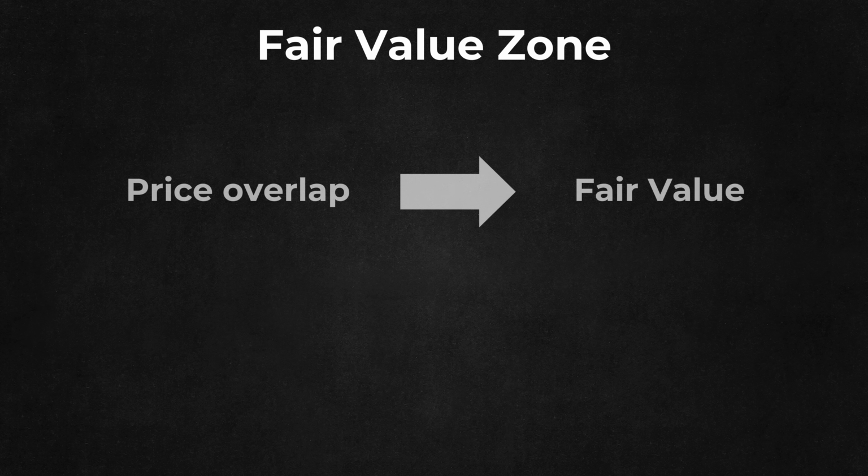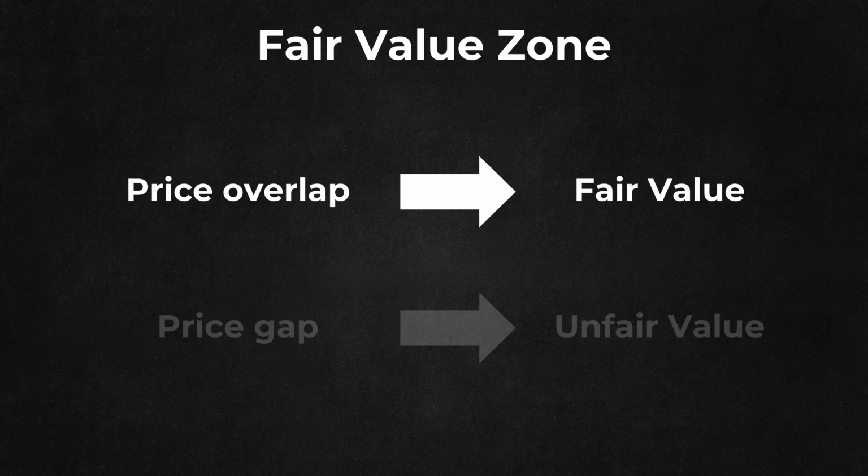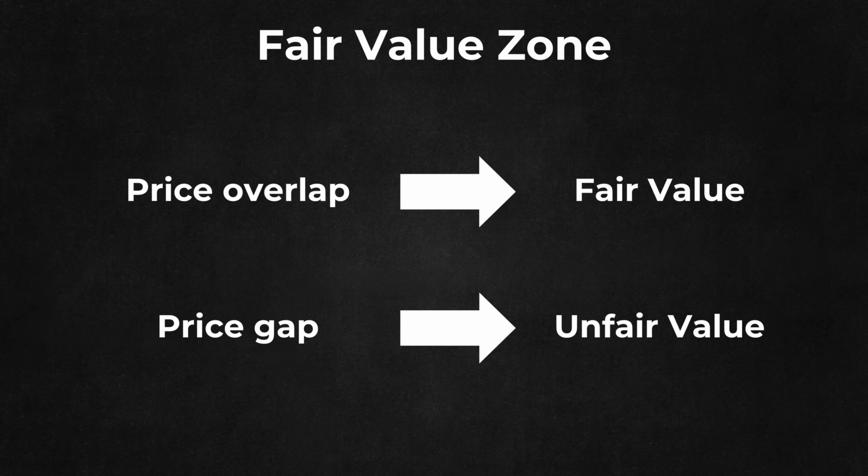The third concept is the fair value zone. The fair value zone is a concept that emerges from Stoudemire's auction market theory. In very basic terms, areas of price overlap are areas of fair value. Areas of price gap are areas of unfair value or price discovery. We are particularly interested in the overlap between adjacent candles in this case.